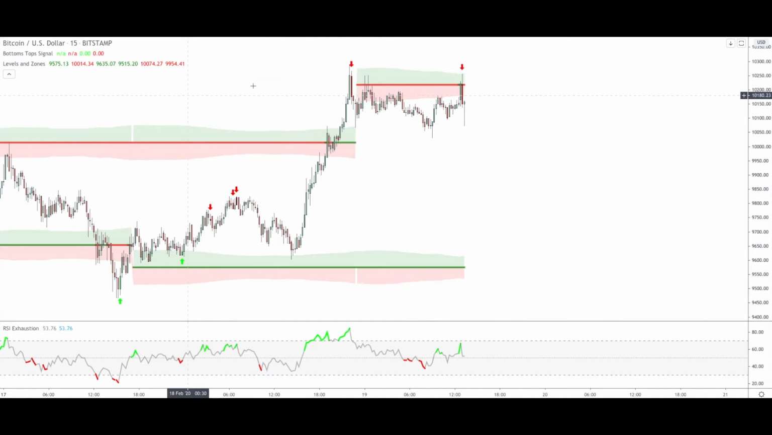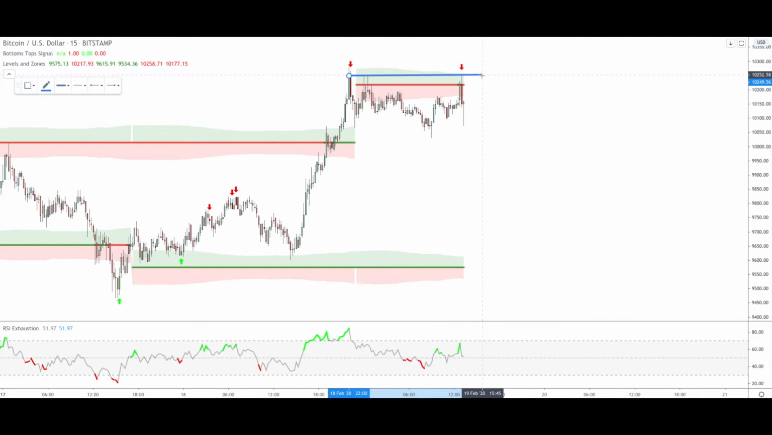Today I'm looking at Bitcoin on the 15 minute time frame, and I'm using the bottom stop signal, the levels and zones for extra confirmation, and the RSI Exhaustion. So what I'm looking at is this price action right here. As you can see, the price action is pretty flat. The price is moving sideways just below this major resistance, which is indicated by the levels and zones. But at the same time, the RSI is decreasing significantly.